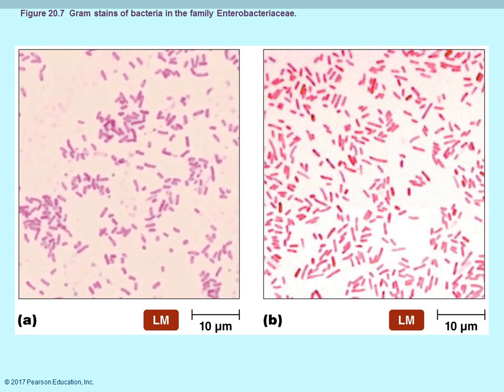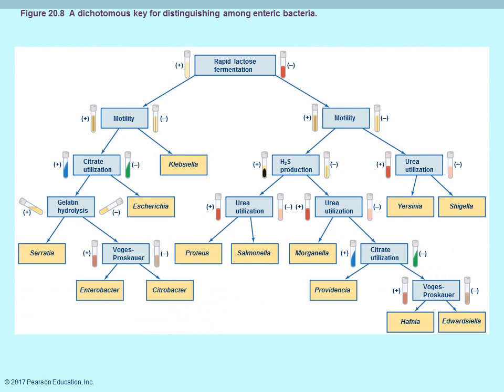So if you look at the gram stain of them, they're going to be red. And as you can see, some of them are more definitely bacilli shaped. Some are that coccobacilli. This dichotomous key just gives an example of how you would use biochemical testing to be able to distinguish between the different genera.